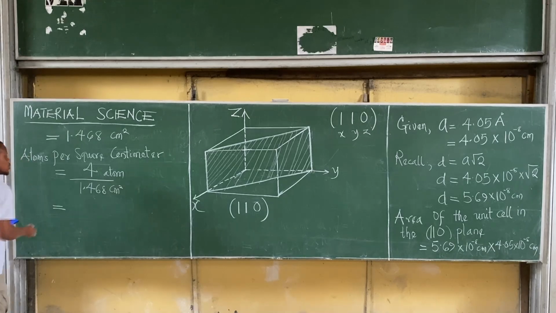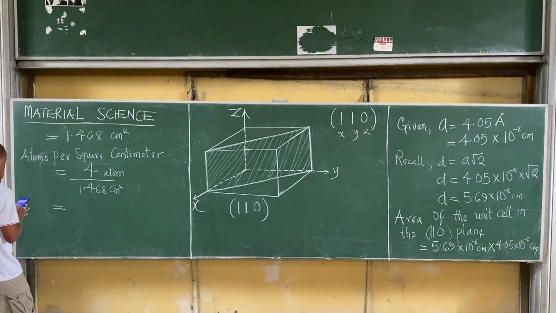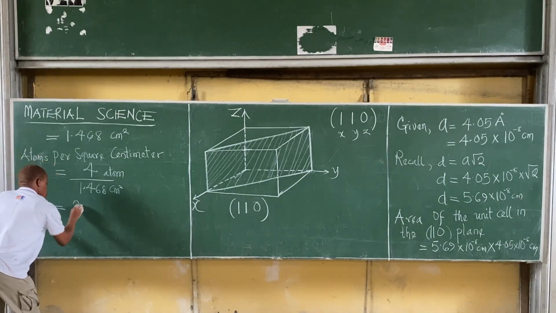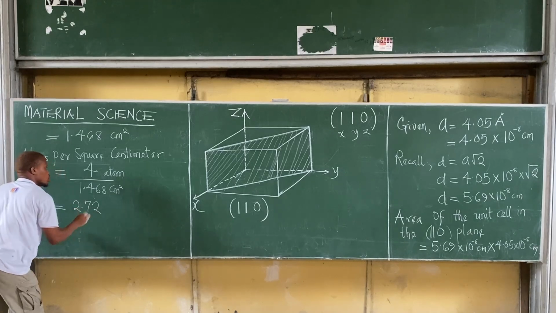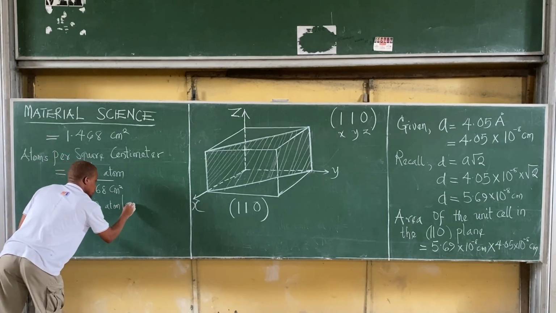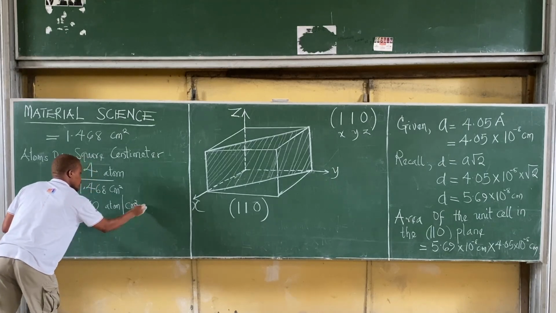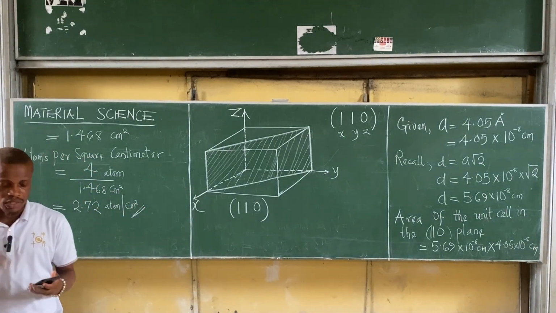Therefore, atoms per square centimeter becomes 4 divided by 1.468, and this gives me 2.72 atoms per centimeter squared. So that is your answer for that.